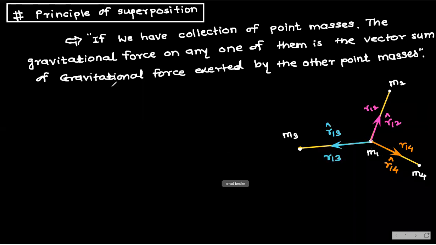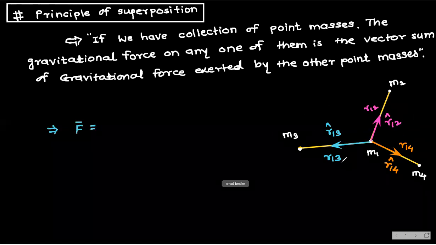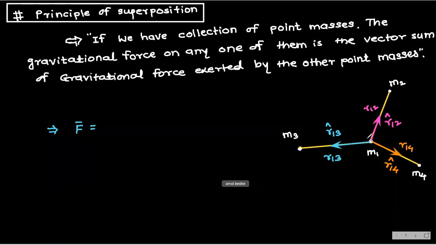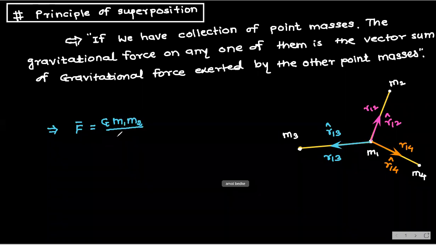Now if I want F net, that is F bar, the resultant force because of these 4 point masses, what will I get? See, the force between these two first: G m1 m2 divided by r12 square into r12 cap, plus the force between these two. Shall I write it again?